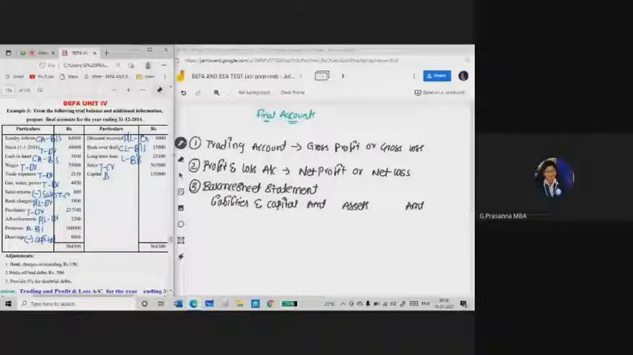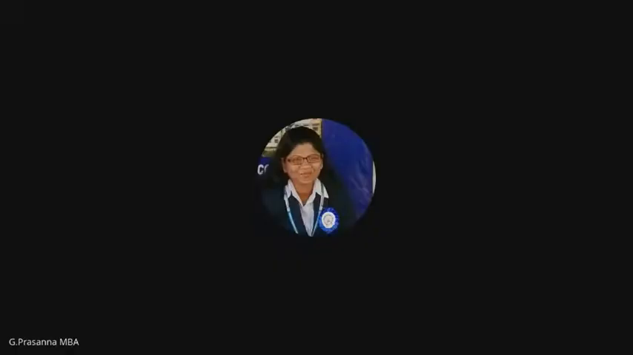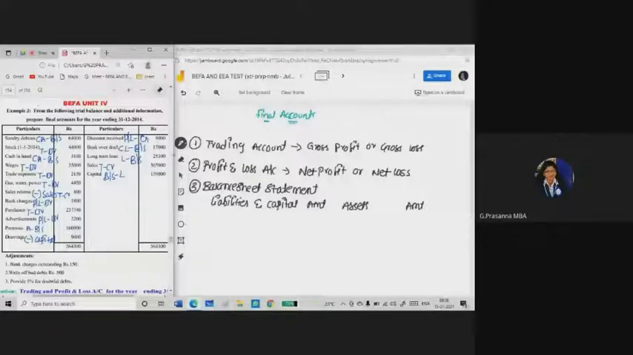So now what I did is I have identified each and every entry and posted it in the particular account, meaning which entry belongs to which account. Here in this question you can see at the bottom he has given some adjustments. For these adjustments you need to remember one point: every adjustment has to be shown two times in the final accounts. One in the trading or P&L account related with the respective entry, and the second time in the balance sheet assets or liability side.